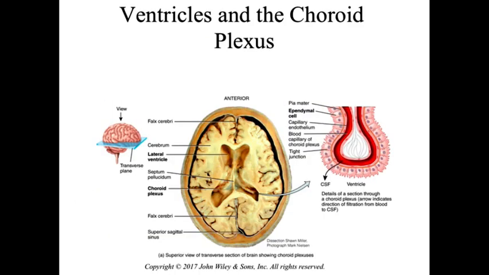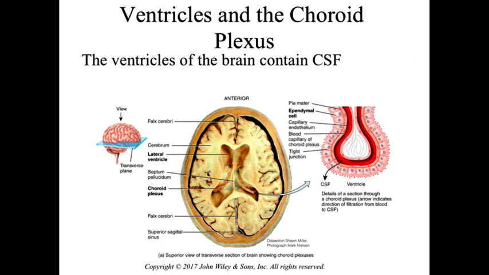Here's just a really nice picture. On the right-hand side, bolded, you can see the ependymal cells. And you can see the really nice opening of the lateral ventricles there. You can even see the choroid plexus on the left as well.